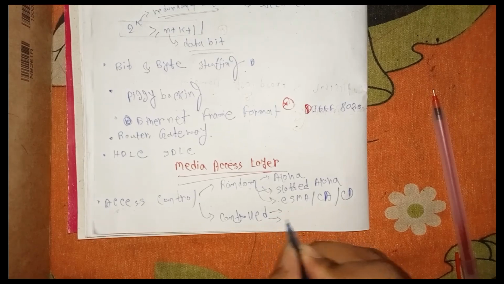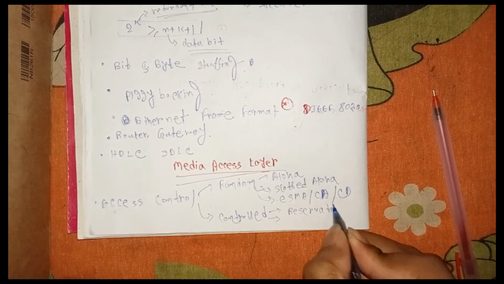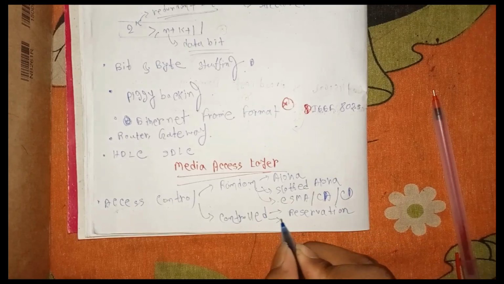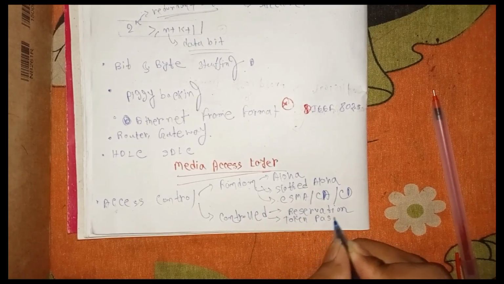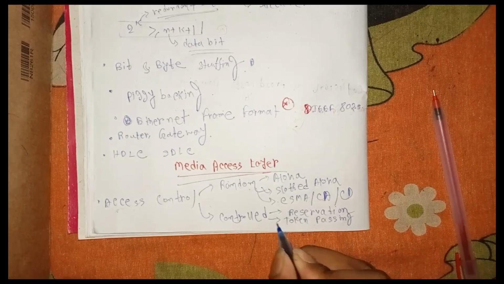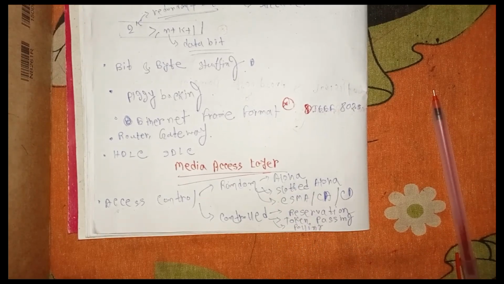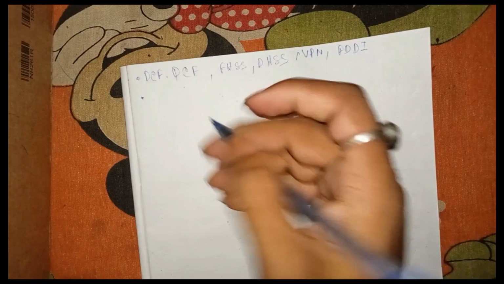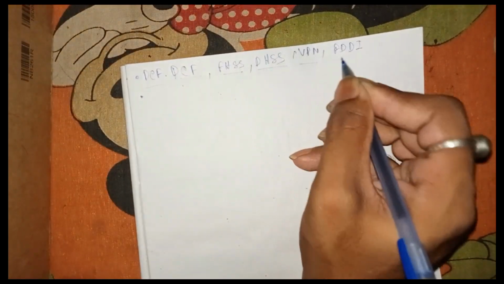We have reservation, token passing, and polling. So these are the important topics like DCA, PCA, FHSS, DHSS, VPN and FDDI.